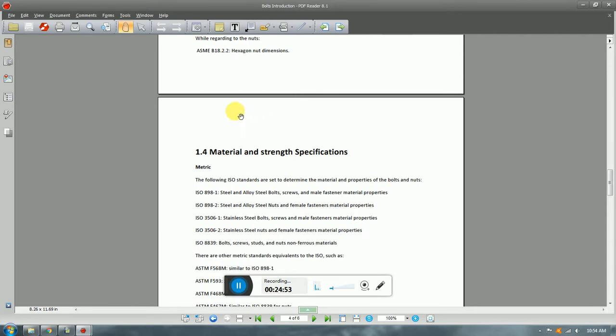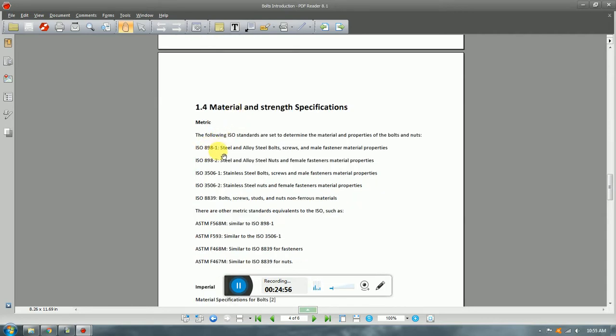For the ISO, the main one is going to be the 898-1. This is for steels and alloy steels. These are the main type of bolts you're going to use for structural parts, for constructions, machine frames, and so on. Then you're going to get the 898-2 for steel nuts and alloy steel nuts.